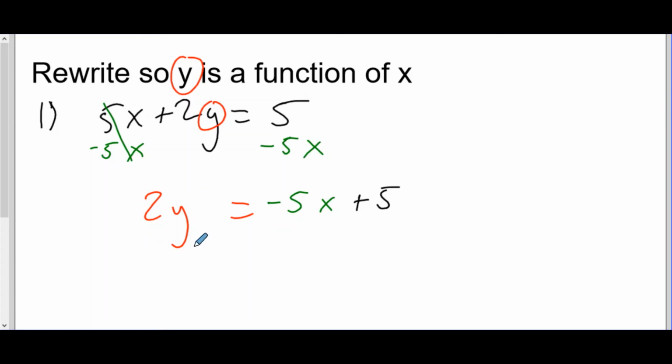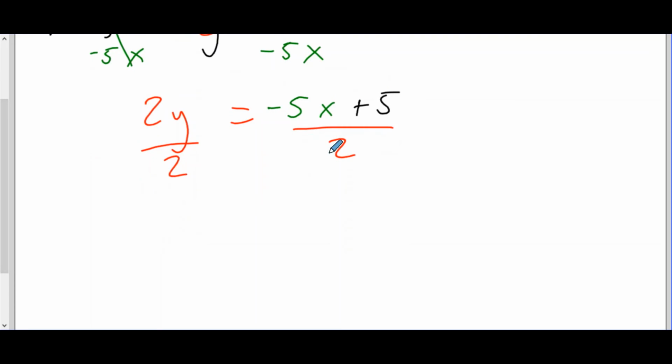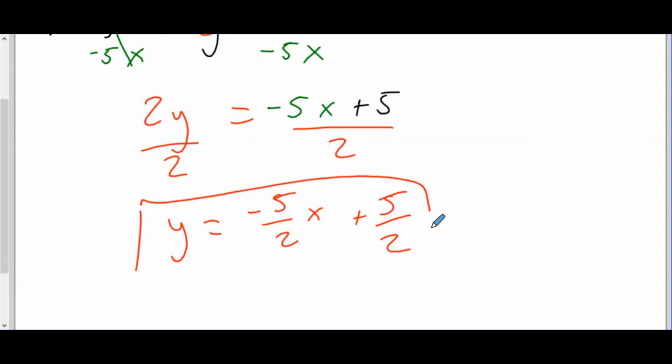Then I want to get rid of that 2. So I'm going to divide everything by 2. And remember, if I divide two things by 2, we can rewrite it like this, but that can then be broken down into two separate fractions, like so. So if you have a fraction with the variable, you will typically see the variable pulled out of the fraction where it is next to the fraction, which does mean the same thing as if it was in the numerator, and that is your answer.